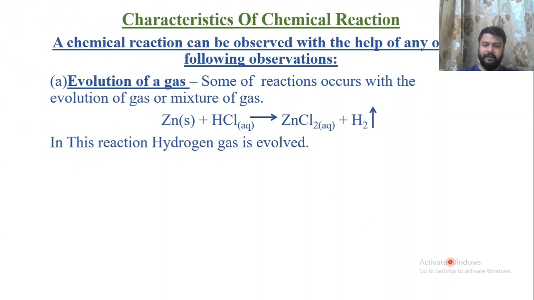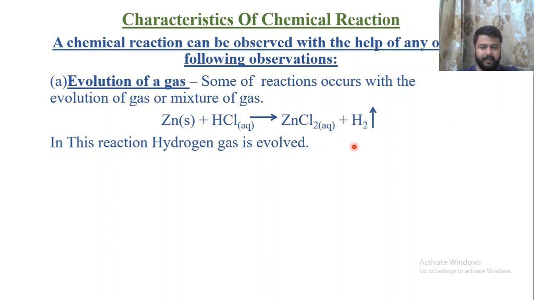Okay, now we will discuss all these things in detail. The first we will discuss is evolution of gas. Some reactions occur with evolution of a gas or mixture of gases. For example, if solid zinc reacts with HCl or H2SO4, that is sulfuric acid, it gives you zinc chloride in case of HCl and zinc sulfate in case of sulfuric acid, with the release of hydrogen gas.